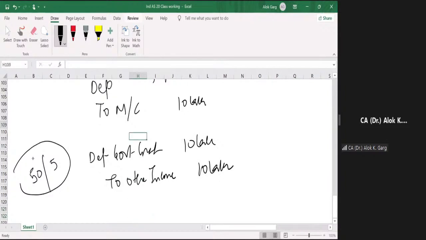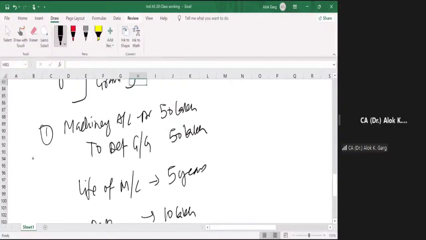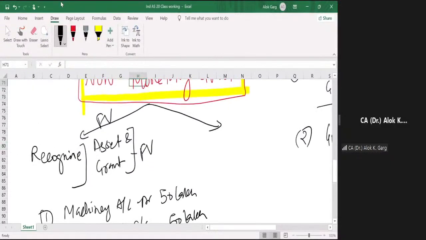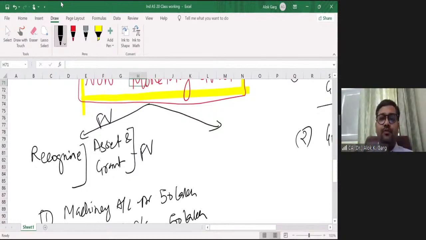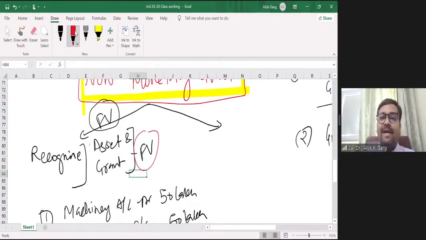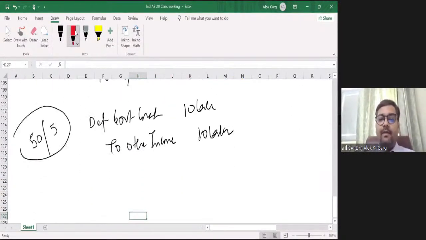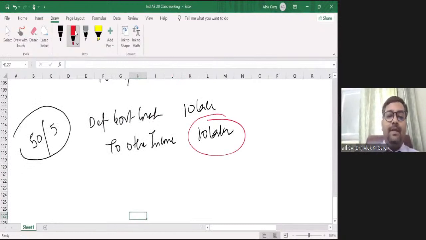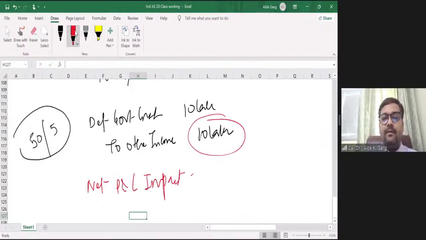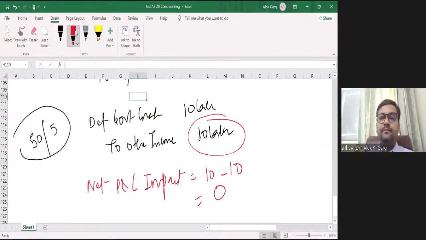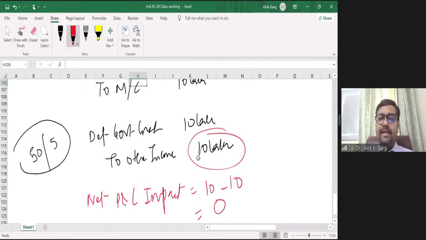Sir, we have received this machinery free of cost, and hence there should not be any P&L impact, right? There should be a zero impact in the P&L because this machine has been received free of cost and we are only recognizing it at fair value. So the net P&L impact: the expense is 10 lakh every year, the income is 10 lakh every year. What is the net P&L impact? 10 minus 10, 0.